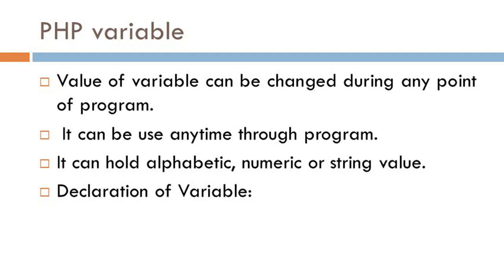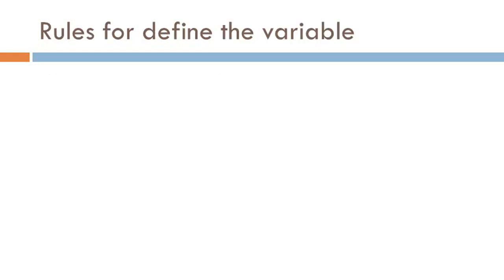Now, declaration of variable in PHP. PHP variable can be declared using $ sign, then variable name, then equal to, value and semicolon.